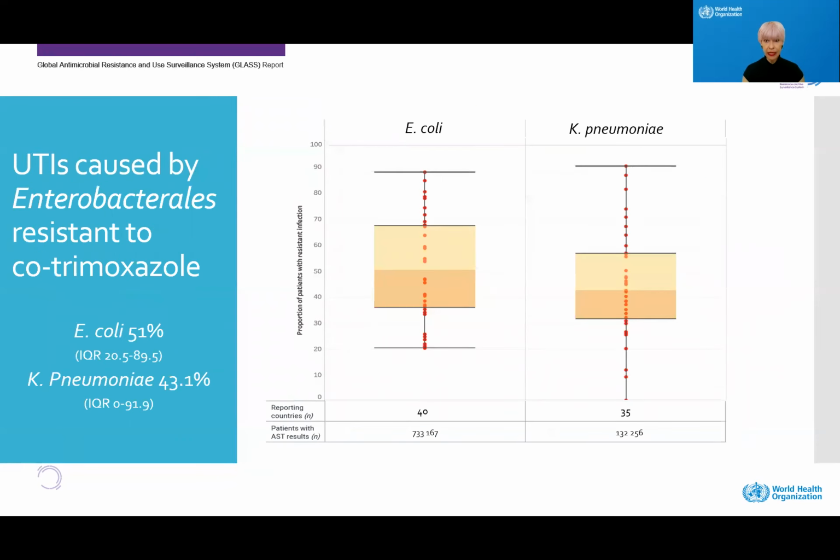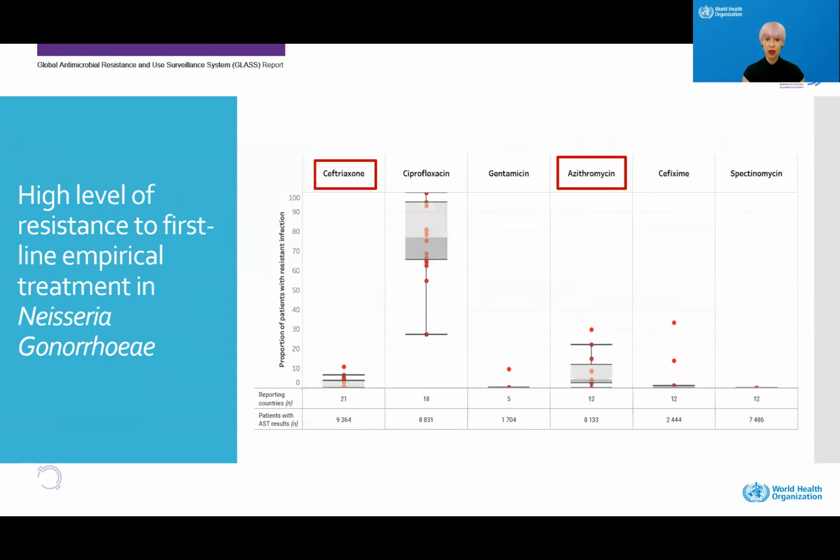Again, quite worryingly, the rates of urinary tract infection caused by Enterobacterales resistant to cotrimoxazole, which is a first-line drug, are high, and this could, in theory, preclude empirical treatment. And here we can see that for both E. coli and Klebsiella pneumoniae, we have median resistance rates which go from 50% to 43%.